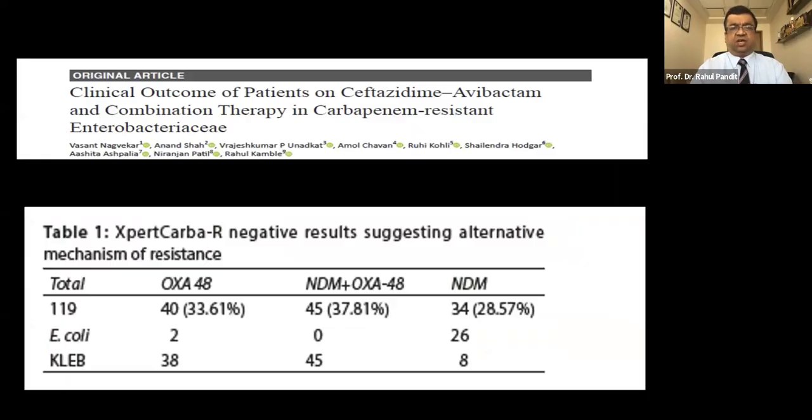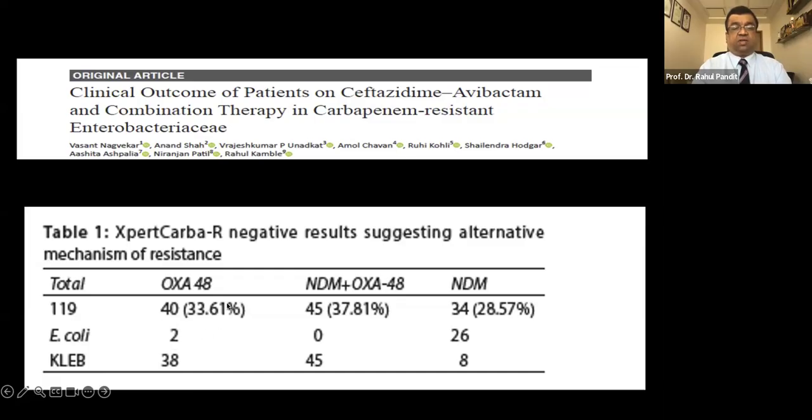Now, this is a study by my close friend, Dr. Vasant Nagvekar, who has been kind enough to share some of these slides with me. This study was published by him, looking at the pattern in his hospital. If you look at these 4 total columns, one is looking at only OXA-48 incidence of resistance, the other is looking at NDM plus OXA-48, and then just NDM. They had around 119 isolates. If you look at E. coli and Klebsiella in each of these groups, you can see that OXA-48 was seen in almost 90%.